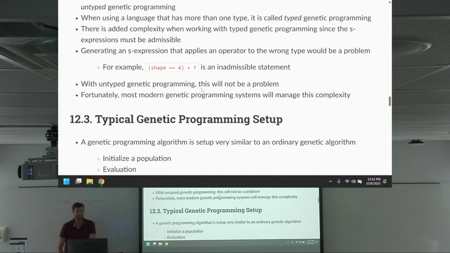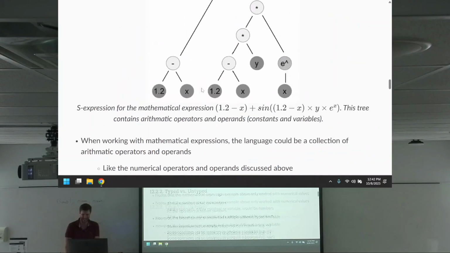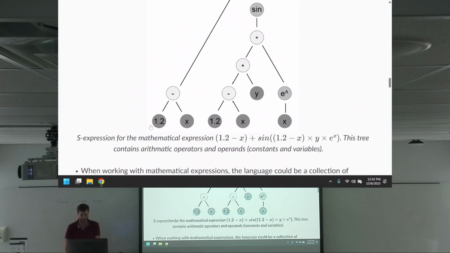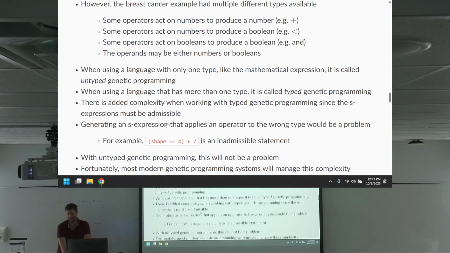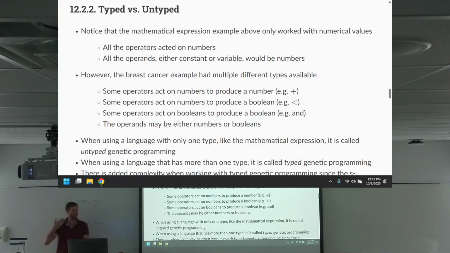With untyped GP, this isn't a problem because everything is the same type, right? You don't need to be worried about them being inadmissible. The only way they're inadmissible is if you've generated the tree wrong, where you somehow had an operator down here that had no operands, and then, wow, that's just not right. But that's not really a language issue. That would have been how you generated the S-expression in the first place, or maybe how variation operators were applied.